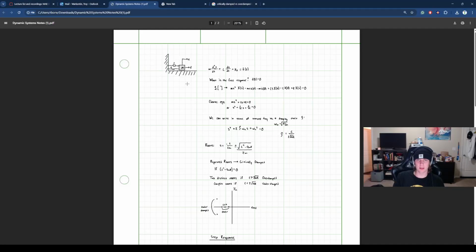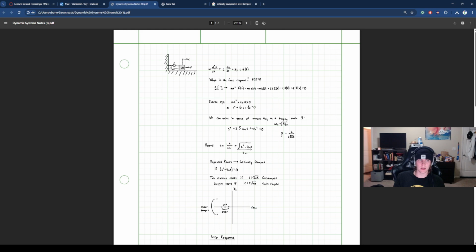So, a couple weeks ago, we had been talking about the free response of second order systems, like a spring mass damper system, and breaking down the Laplace transform and then using that to find the characteristic equation of the system, and then using the quadratic formula on that characteristic equation.